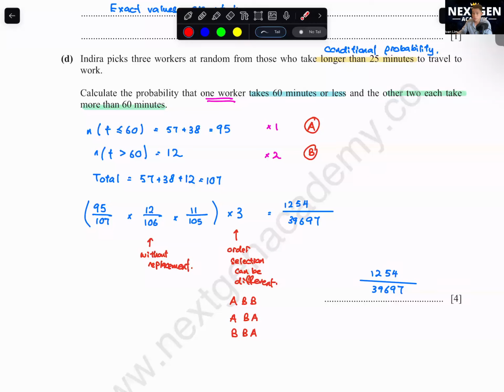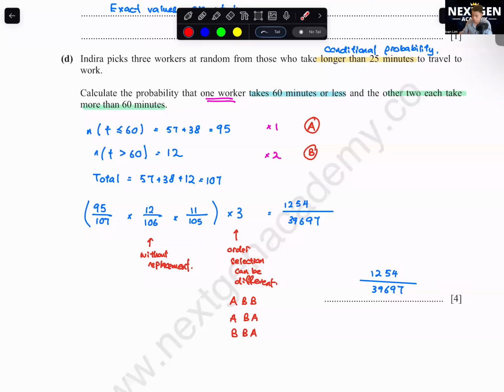All right, let's do one more question. What topic is this under? This is a mix between statistics and probability. The last two topics, statistics and probability. Statistics is the first part. This last part is under conditional probability. Okay, let's go to the last one.